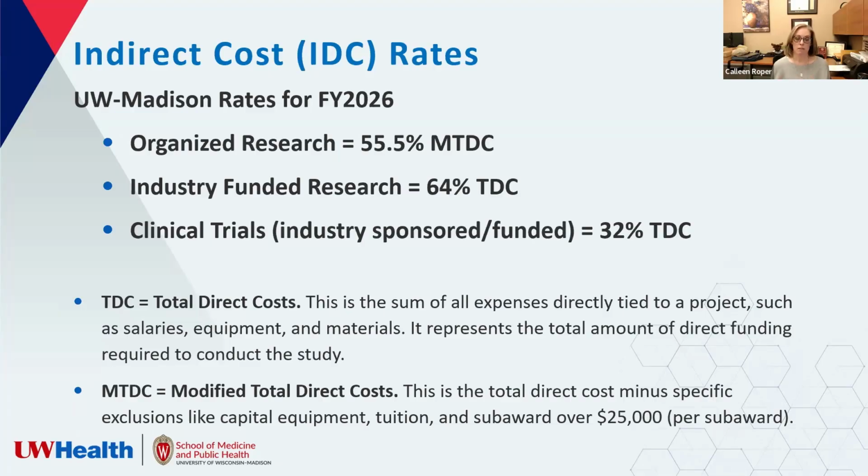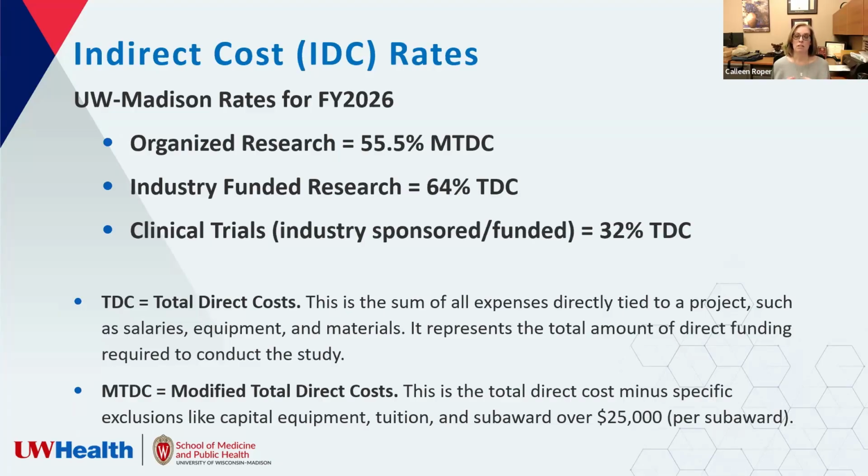So we're going to talk through the three of these: organized research versus industry-funded research versus clinical trials that are industry-sponsored or funded. As you can see, there's three different types of rates here. If it's organized research, this is really your grants, so your federal sponsors, your nonprofits, potentially state. That's going to be at a 55.5%. So for every dollar that you charge on your grant, 55 cents is going to get charged in indirects.